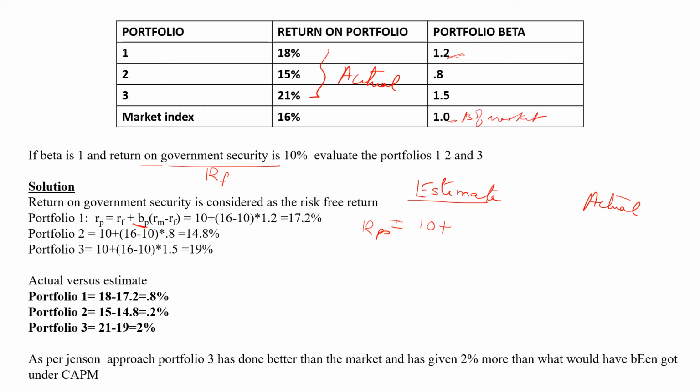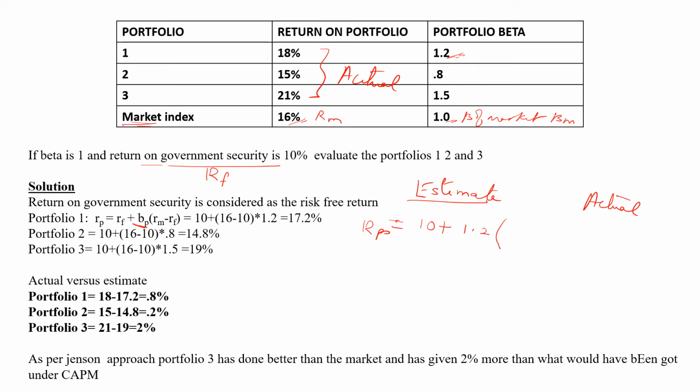So beta of the portfolio is 1.2, into returns in the market. So what has the market return been? R of M. Clearly see whether it is R of M or R of P. So R of M, returns of the market. This is RM, returns of the market. This is beta of the portfolio, returns of the market.